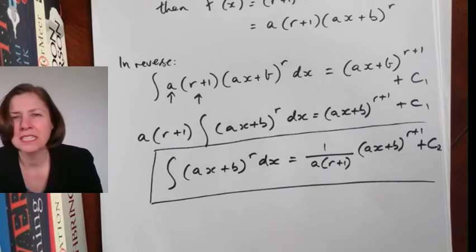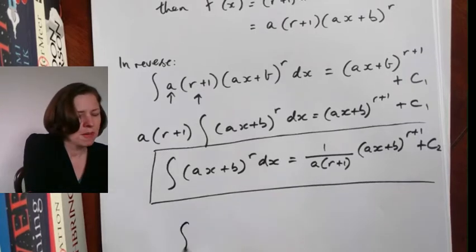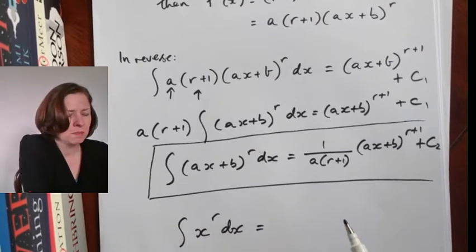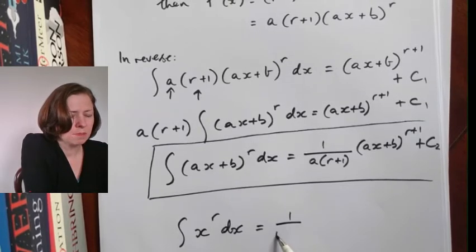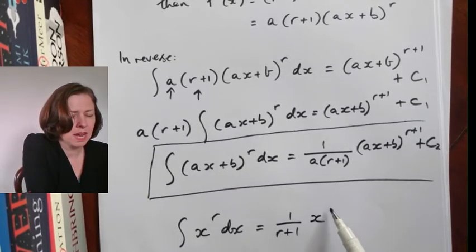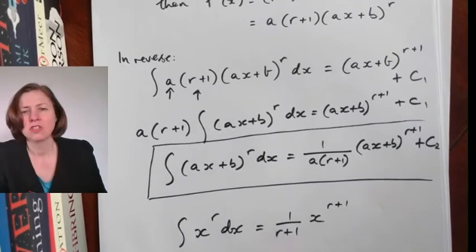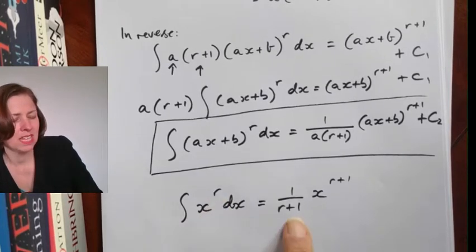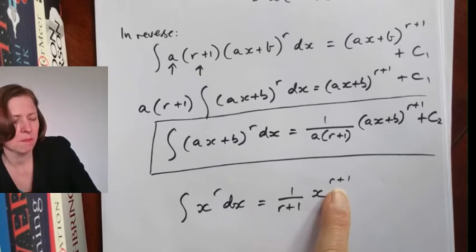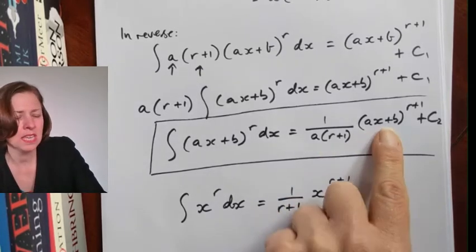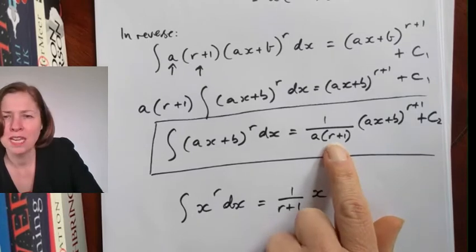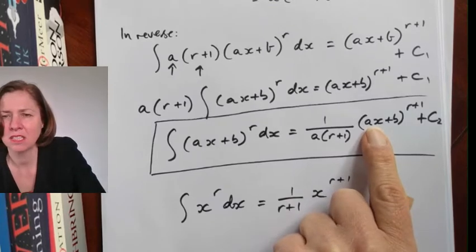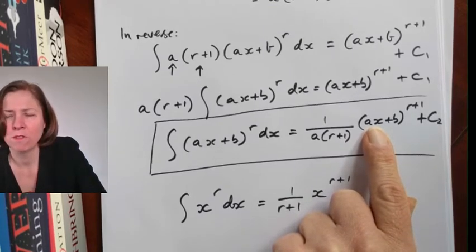Now if you look at it, this is really similar to what we did with power functions. Remember that the antiderivative of x to the power of r dx is simply going to be 1 over r plus 1 times x to the power of r plus 1. So if I've just got a power function, what I needed to do was add 1 to the power and then divide by the new power. I'm doing the same thing here. I'm adding 1 to the power and I'm dividing by the new power, but I also need to divide by the coefficient of x inside, which is in fact the derivative of the function inside.